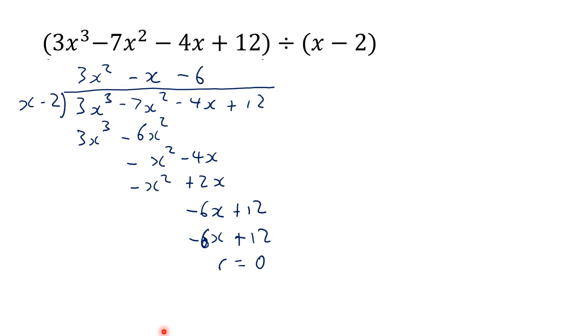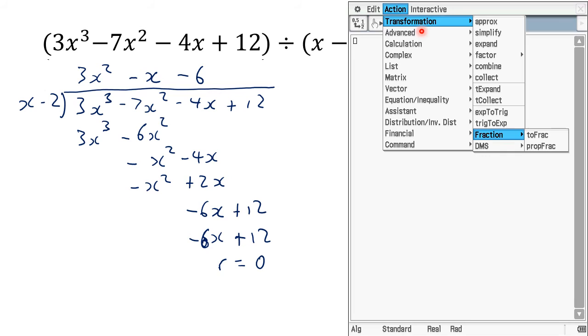Okay, so we got the answer of this. How do you do it in the calculator? You've got to go to action, transformation, fraction, propFrac. This is on the Casio ClassPad. I'm a Casio ClassPad teacher.